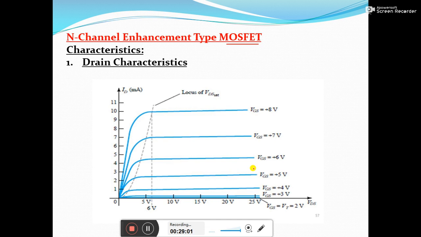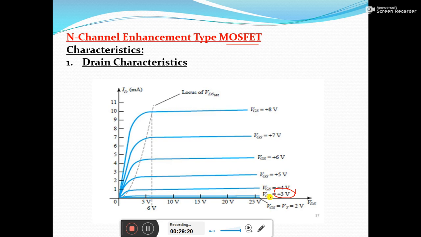You can see here, let's consider the threshold voltage is 3 volt. Up to the value of 3 volt, up to the VGS value of 3 volt, there was no channel induced, or you can say the ID value is almost 0. Here the ID value is 0.